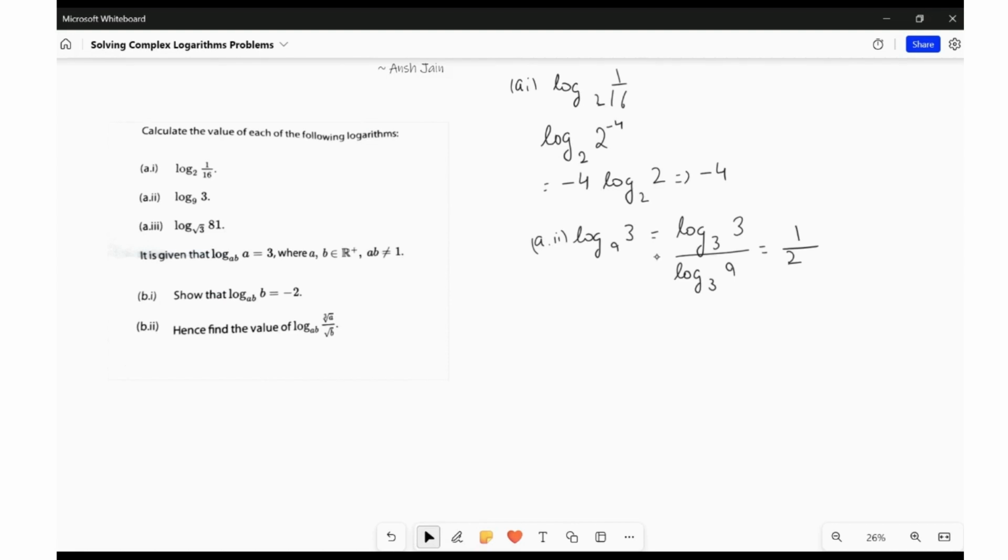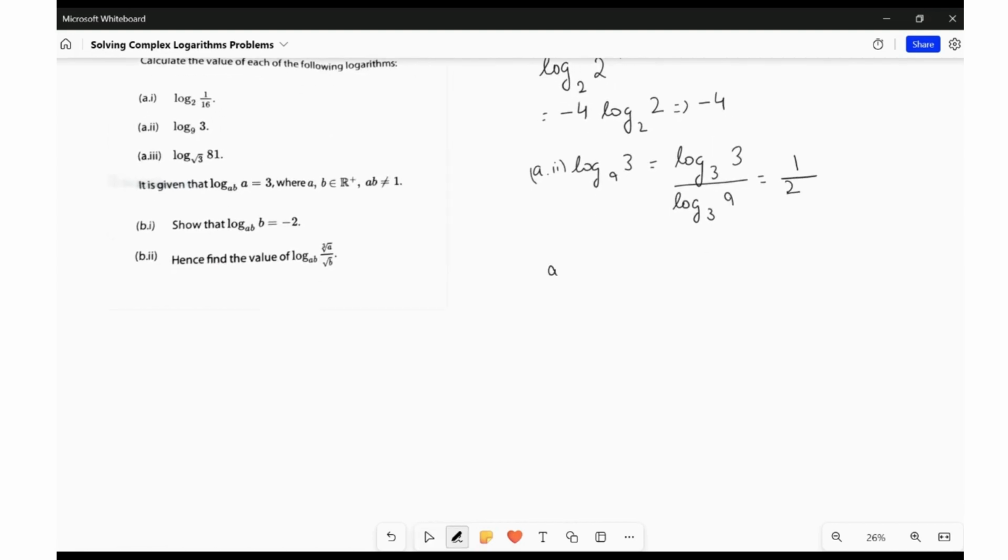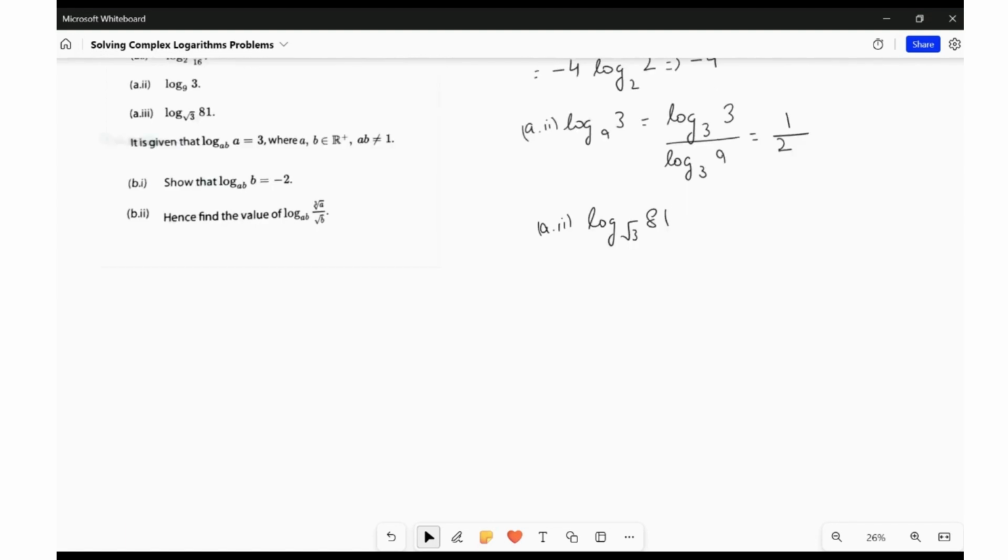In the third part, we have log root 3 81. Now we bring it in the form of root 3, so that we just get a coefficient as the answer for this. So log root 3, we can write 81 as 3 to the power 4, right? And now we'll write it in the form of root 3. So it will be like root 3 to the power 2 into 4.